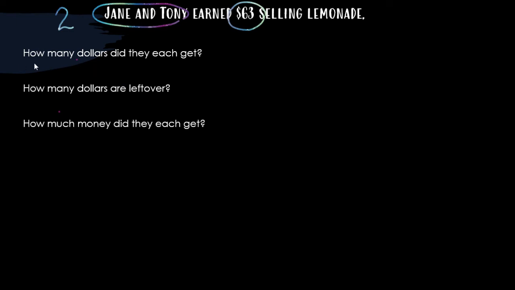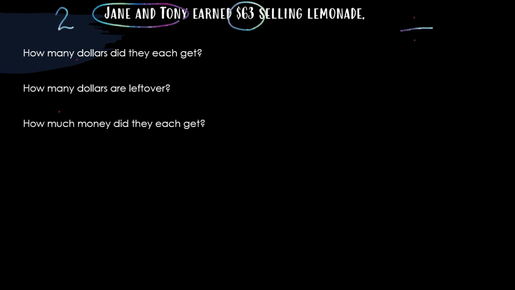So the first question we see says, how many dollars did they each get? The next question, how many dollars are left over? In the third situation, how much money did they each get? This is telling me that 63 is going to be our starting value. This is the total amount of money they made, and they're going to be sharing it between the 2 of them. So that's my part, which means I must be looking for the part that they get, which means we are yet again dividing.